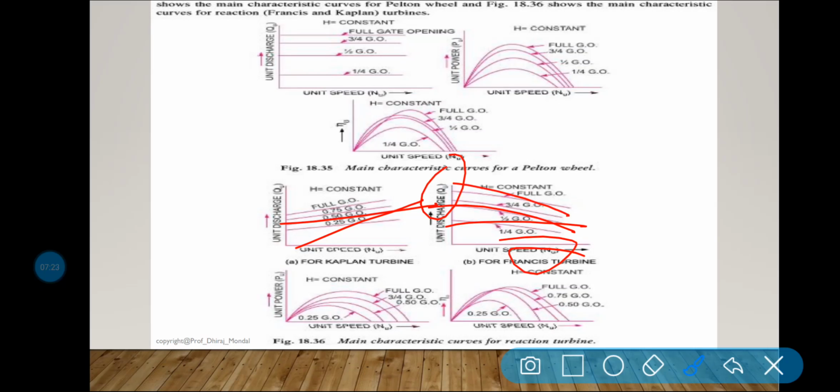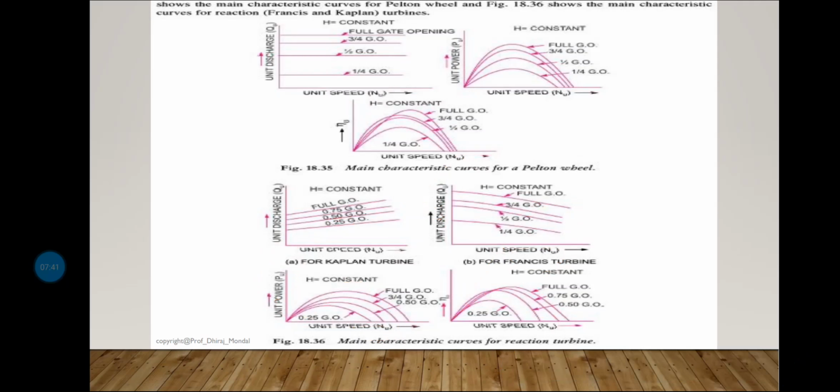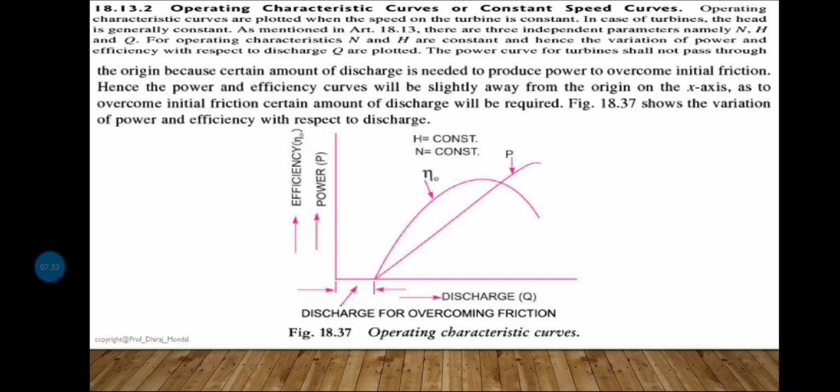So these are the graphs on reaction turbine. Again unit speed versus unit power, so this is the curve under constant head. Okay, and unit speed versus unit overall efficiency. Okay, so this is the graph. So see, basically you don't have to remember this one, you just see how it is coming, and by the help of experiment you will get this. Okay, so the project work you can do on the basis of this characteristic curve.